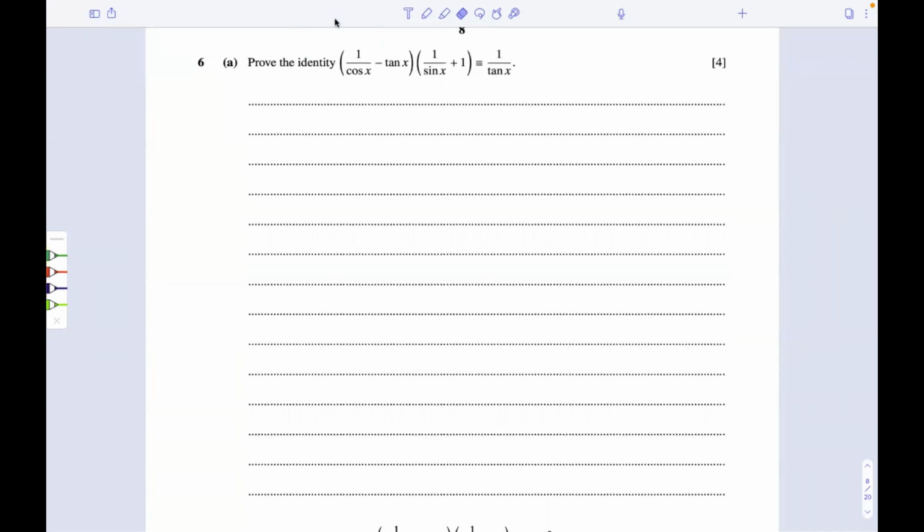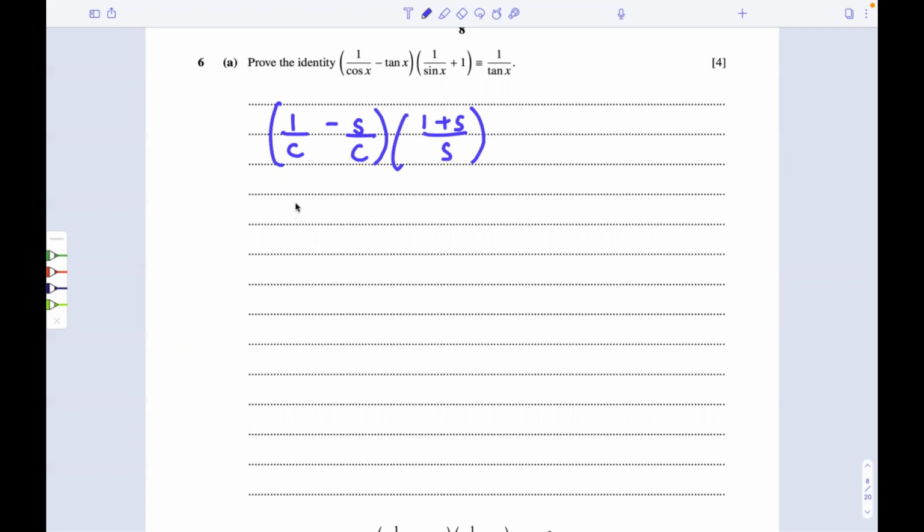In this question, we have to prove an identity. So on the left hand side, we have 1 upon (cos x minus tan x) multiplied by 1 upon (sin x plus 1), and we have to prove that it is identical to 1 upon tan x. So we can start off by applying the identity tan x is equal to sin x upon cos x. So this will become 1 upon (cos minus sin upon cos). And we can take the LCM over here. So this will become (1 plus sin) upon sin x.